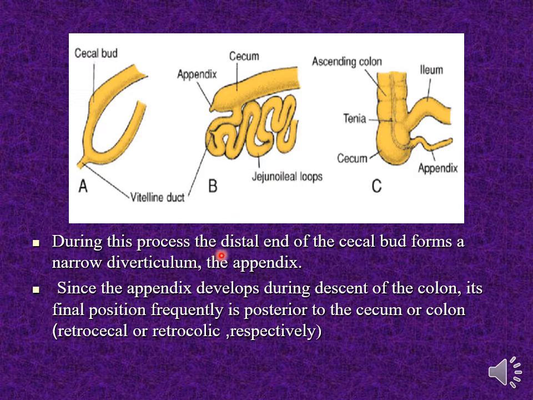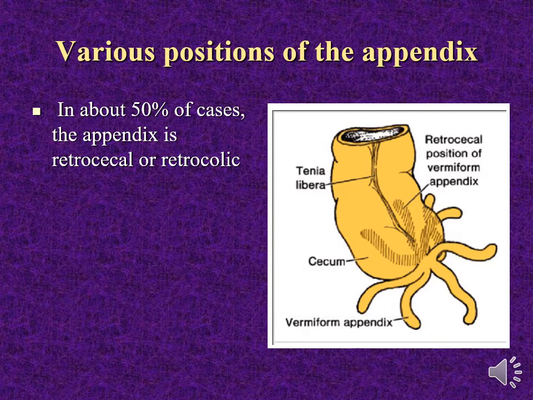During this process, the distal end of the cecal bud forms a narrow diverticulum. It is the appendix. Here is the appendix. Since the appendix develops during descent of the colon, its final position is frequently posterior to the cecum or colon, so it's either retrocecal or retrocolic respectively. In about 50% of cases, the appendix is retrocecal or retrocolic.